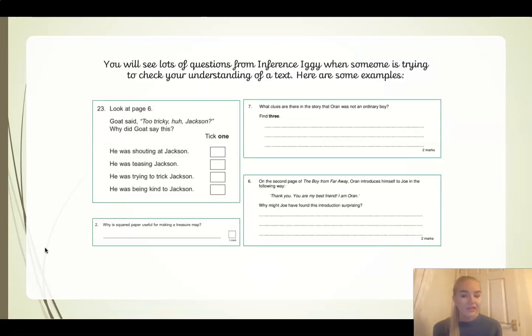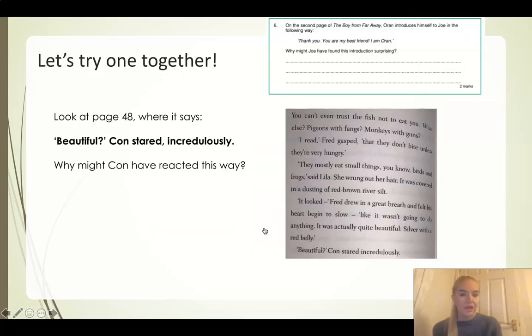So thinking about the different types of inferencing questions there are, the one that we're going to look at together today is this one here, where it tells you to look for a quote and then it asks you a question about that quote in the book, and that will sometimes ask you to give evidence, but not always. So the question that we are going to try together is on page 48. So it says, look at page 48 where it says, "Beautiful, Con stared incredulously," and that is the quote that we are looking for. And our question about this quote is, why might Con have reacted this way?